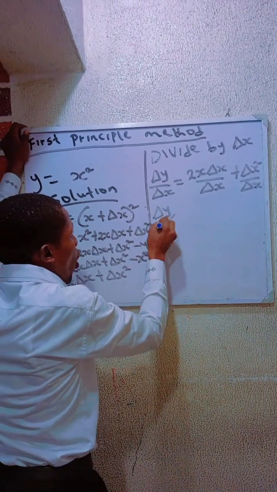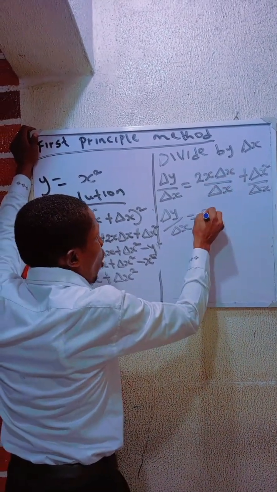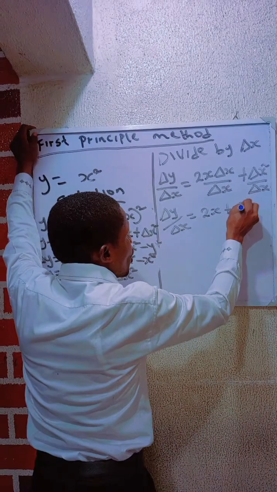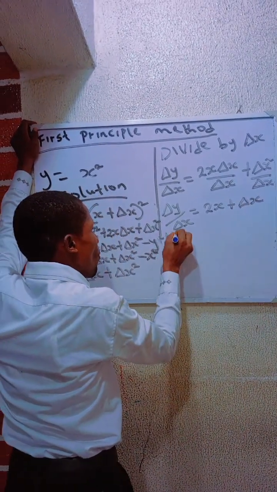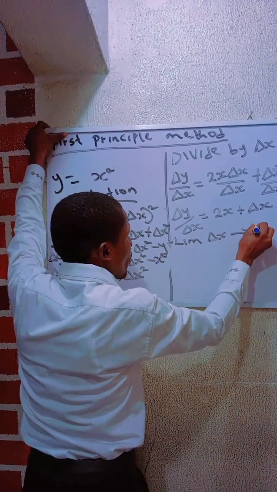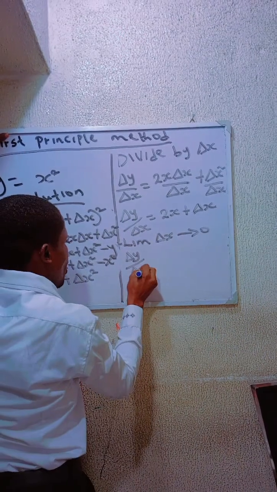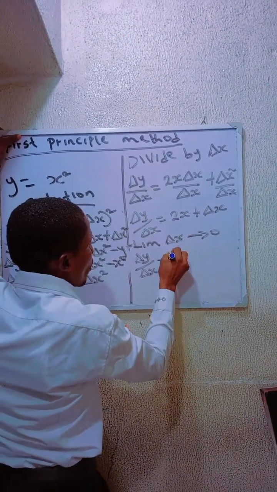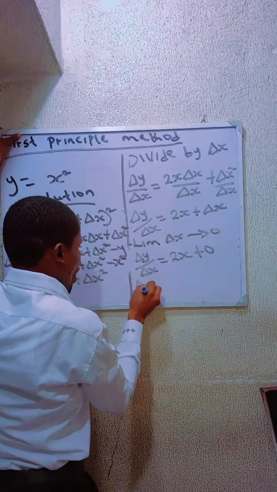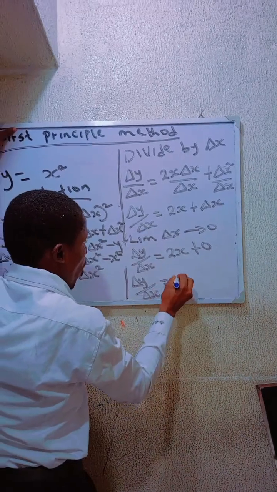So at this point we have change in y all over change in x is equal to, this will cancel out this, will be left with 2x. Are we together? Now this cancels this, we'll have plus change in x. Now you take the limit of change in x as it tends to 0. So we have change in y all over change in x is equal to 2x plus 0. So it means that change in y all over change in x is equal to 2x.